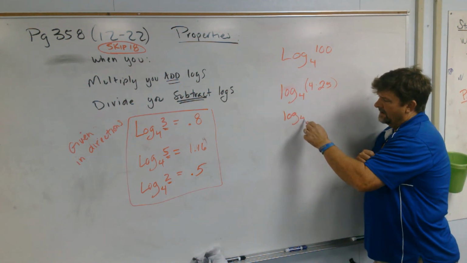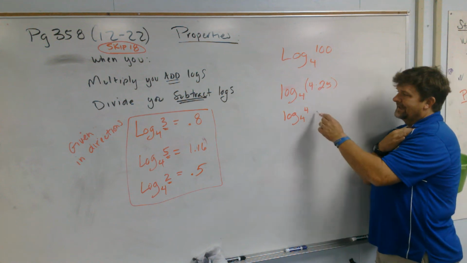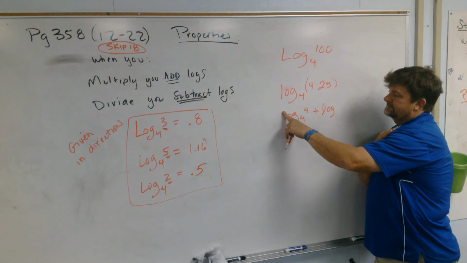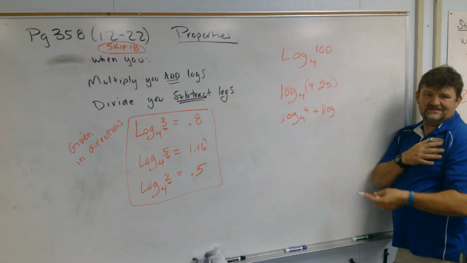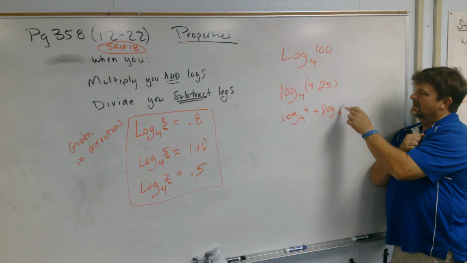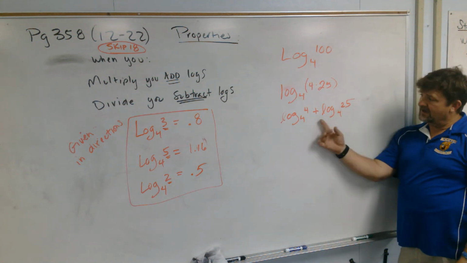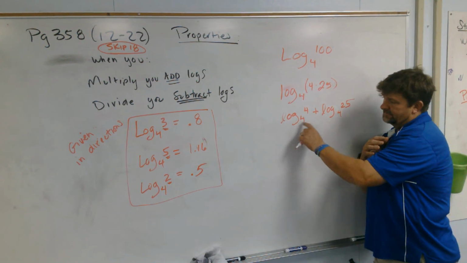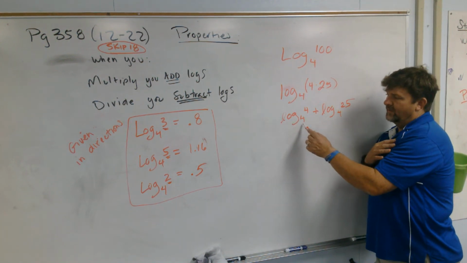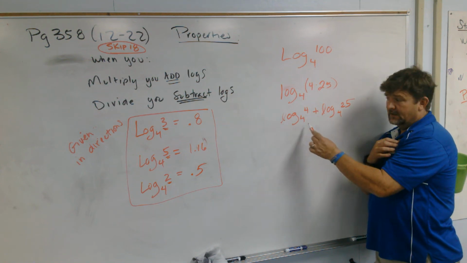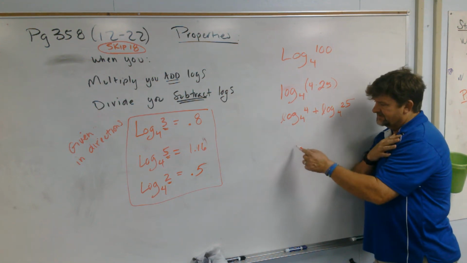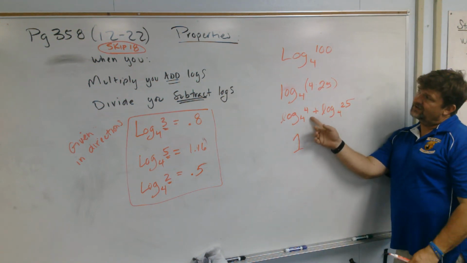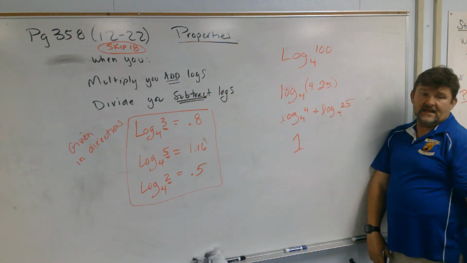Log base 4 of 4 plus log base 4 of 25. I know I'm writing it different. It happens all the time. So now I've got log base 4 of 4. This has a special property. This property is 1. So log base 4 of itself is going to be 1. So this turns into the value of 1, which makes it nice and easy. So if we can turn these into 4 all the time, we automatically get 1.